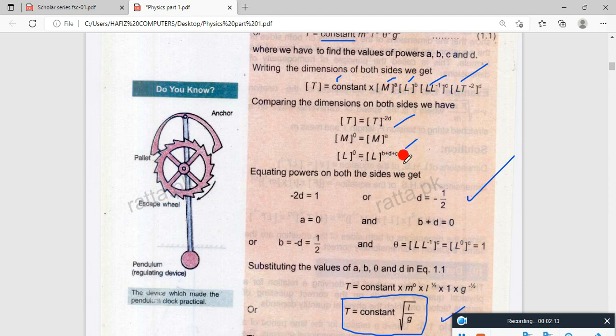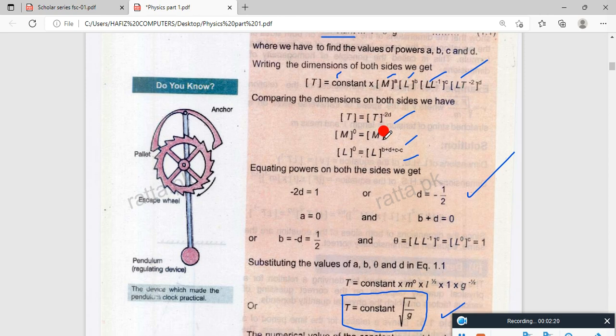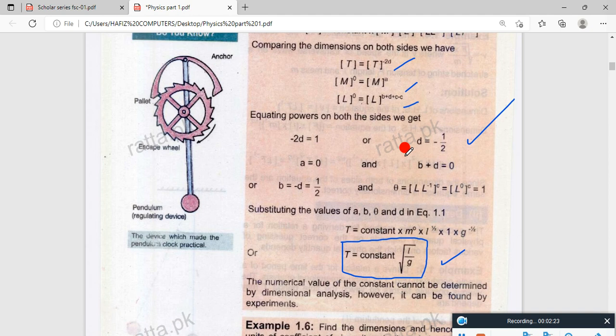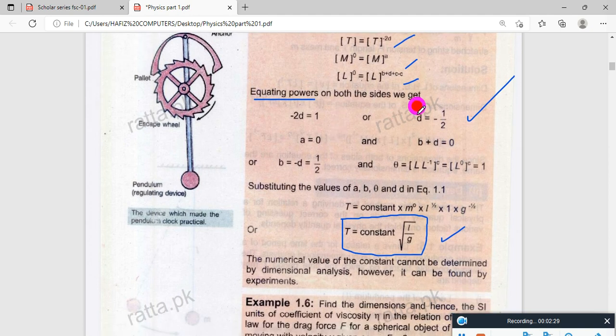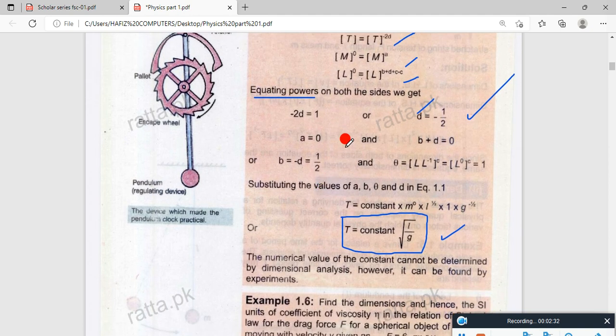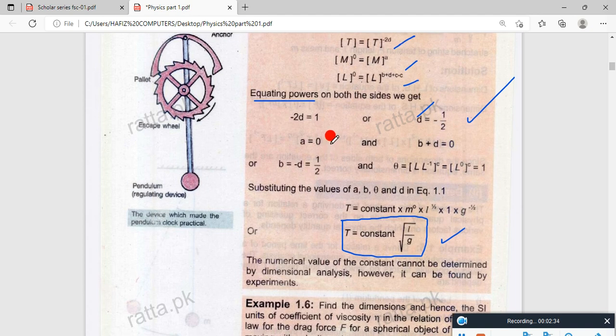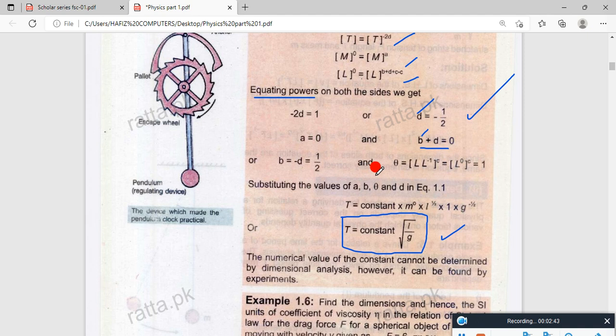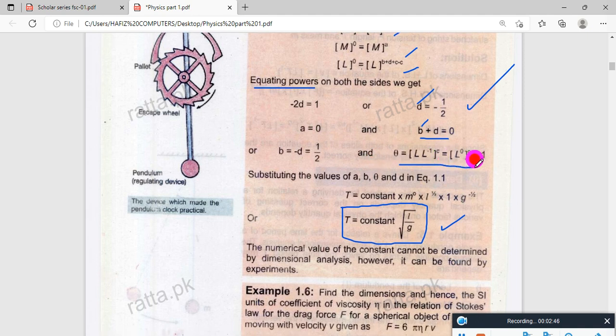Similarly for M. In order to compare the dimensions of length, there are 3 lengths on the right side of the equation. We will add b, d and c. Next we will equate the powers on both sides and we will get the value of d. When we get the value of d, we get b plus d equal to 0. We will put d in order to find b, and similarly we will get theta as 1.